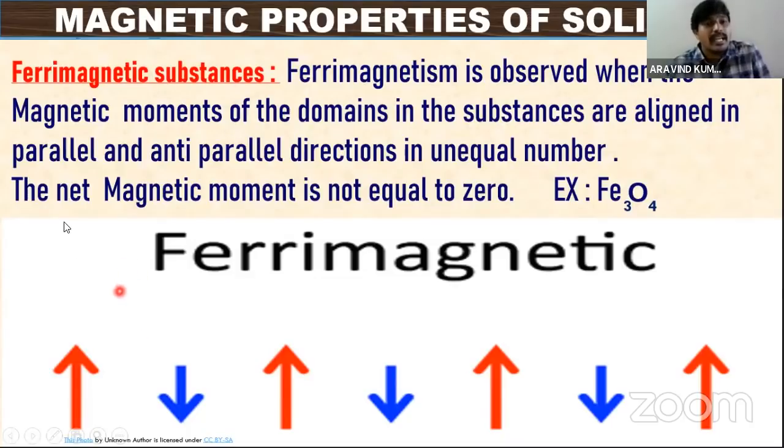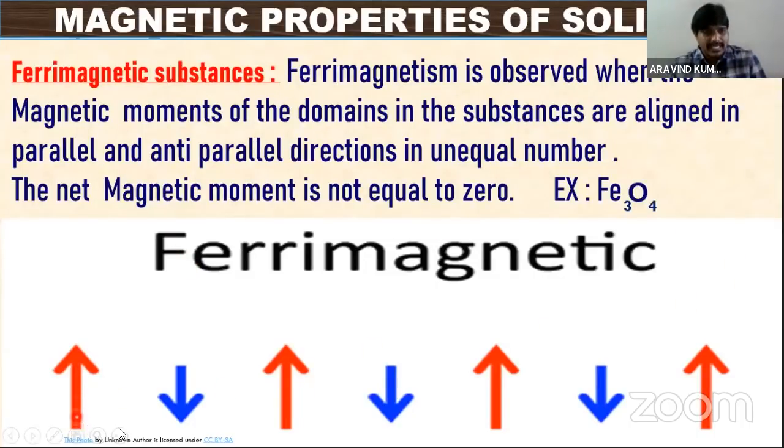Why? Because the net magnetic moment is not equal to 0. It means the number of clockwise direction domains is not equal to the number of anti-clockwise domains. That's the reason the net magnetic moment of ferrimagnetic substances is not equal to 0. Example, Fe3O4. This is a ferrimagnetic diagram, children.